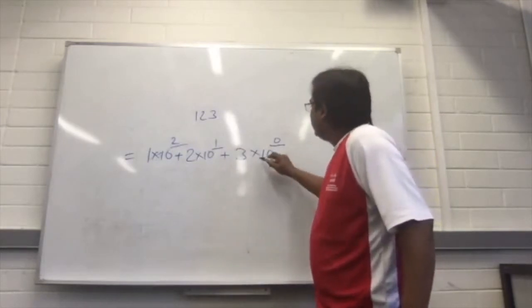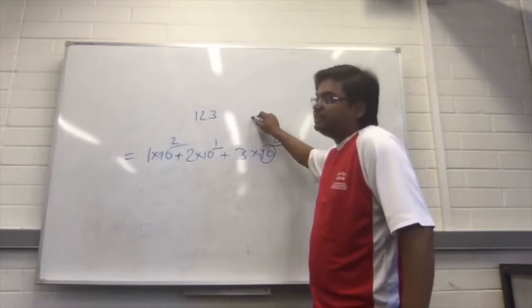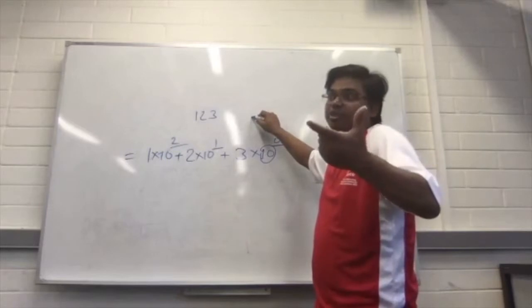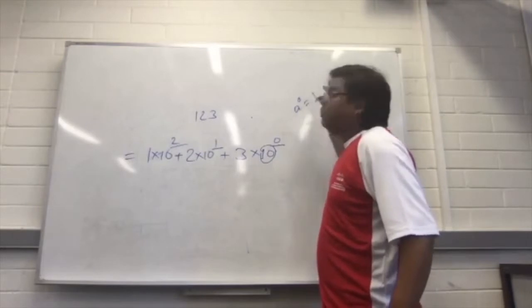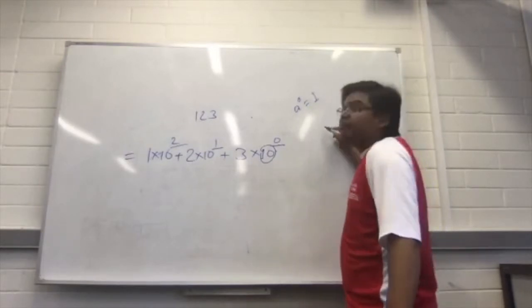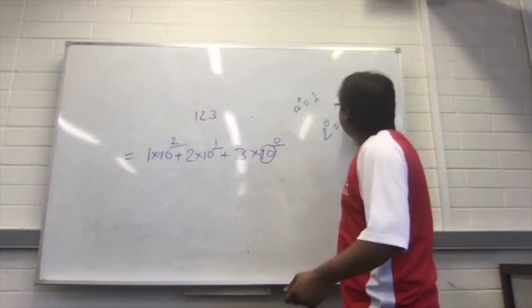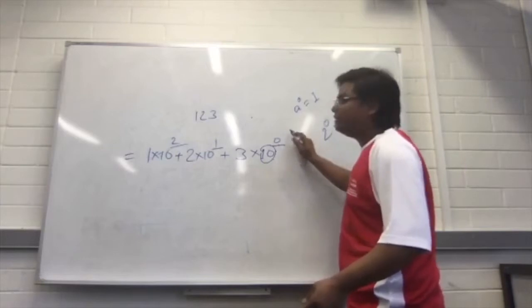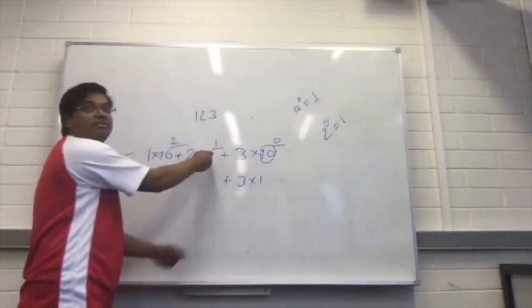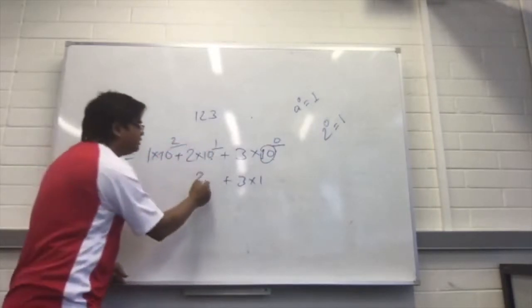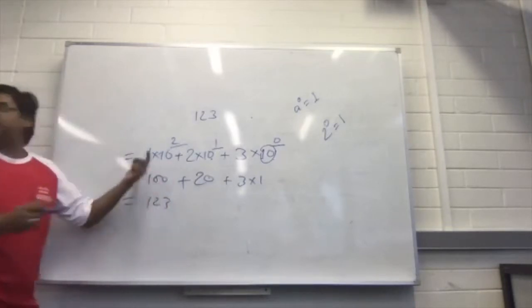So if you see that 10 raised to 0, anything constant, because constant value here in decimal is 10, because it's a 0 to 9 number system, total of 10. So that's why any constant value to the power 0 always equals 1. In binary number system, the base will be 2, because it's only 0 and 1. So 2 to the power 0 equals 1. In this case, 10 to the power 0 equals 1. So 3 times 1, and 10 to the power 1 is 10, times 2 is 20, and 10 squared is 100, times 1, so that is 123. That's how it's made up, right?